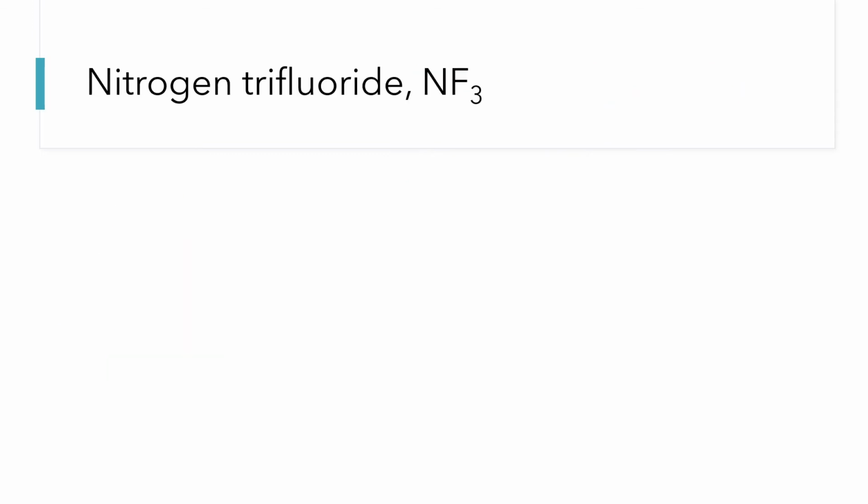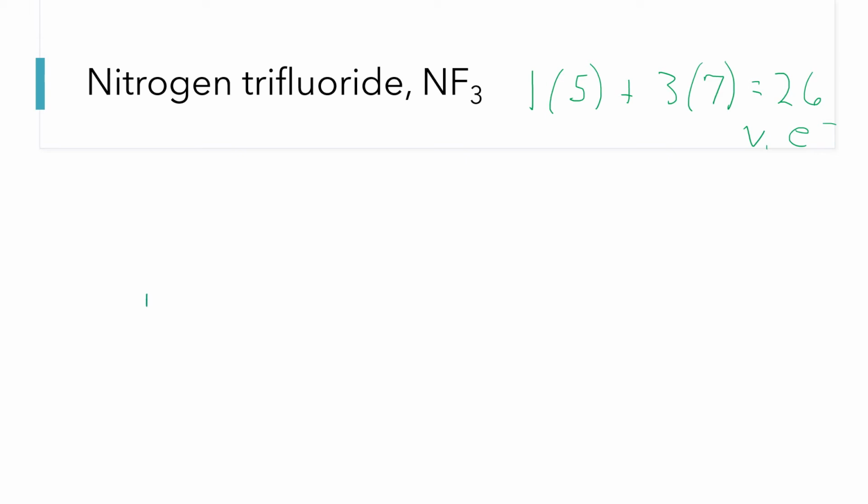Nitrogen trifluoride is our next example. If we find nitrogen on the periodic table, it's in group 15. There's 1 nitrogen atom, and being in group 15 gives it 5 valence electrons. Then we have 3 fluorines, and fluorine is in group 17, the halogens, so it has 7 valence electrons. So if we add this up, 7 times 3 is 21, plus 5 is 26. We have 26 valence electrons to place in this structure.